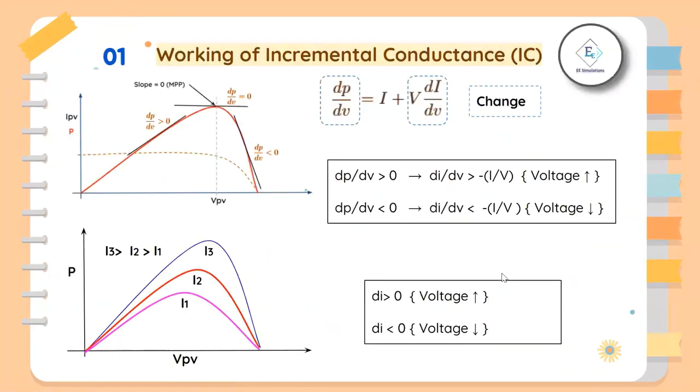So now, if irradiance increases, current will start increasing. Let's say our point is here and the current is increasing. We want to shift the point here, so we will increase the voltage. Whereas if our operating point is here, and irradiance decreases or current decreases, we want to shift the maximum point here, so we will decrease the voltage. This is the main concept, and these are the two concepts behind the incremental conductance.